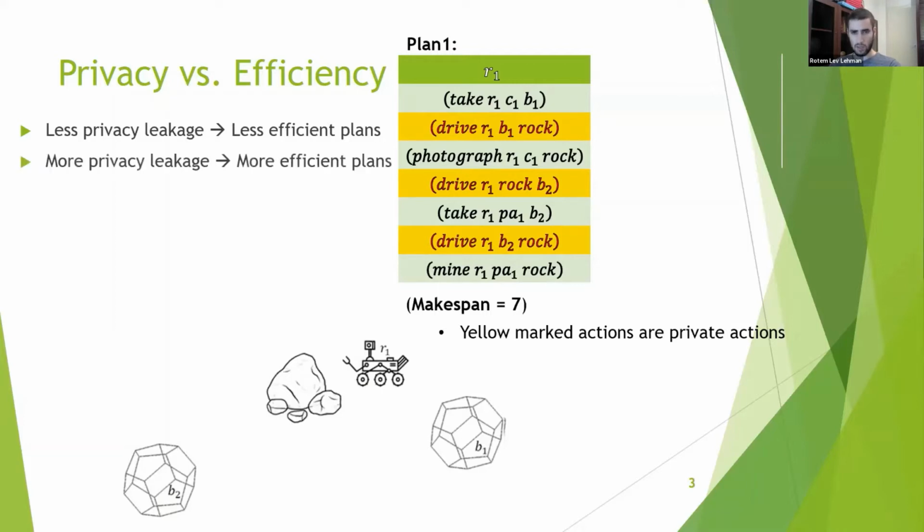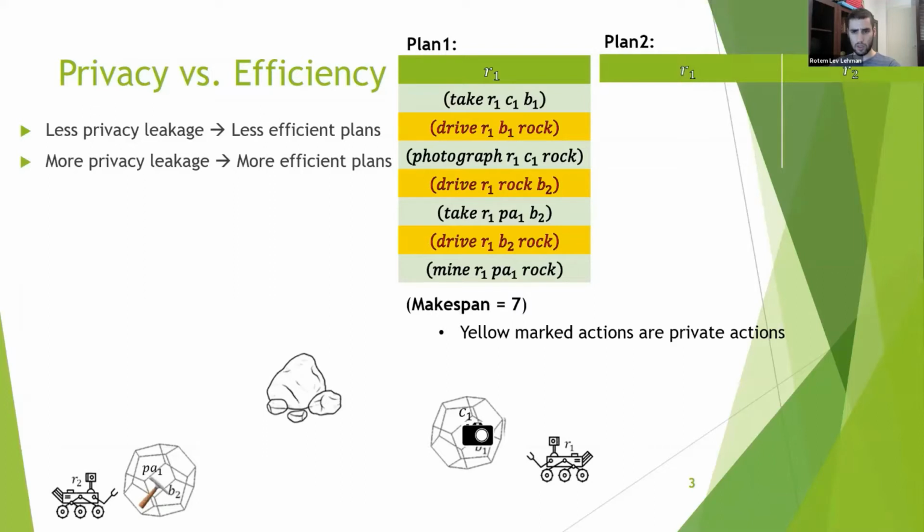On the other hand, revealing more privacy could lead to being able to solve the problems more efficiently. For example, the following plan will show that R2 reveals that it can take the pickaxe from B2 to the rock and mine the rock. This leads to a shorter plan with a Makespan of only 3 actions.